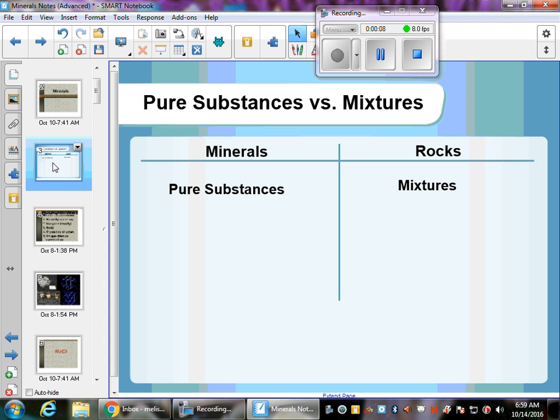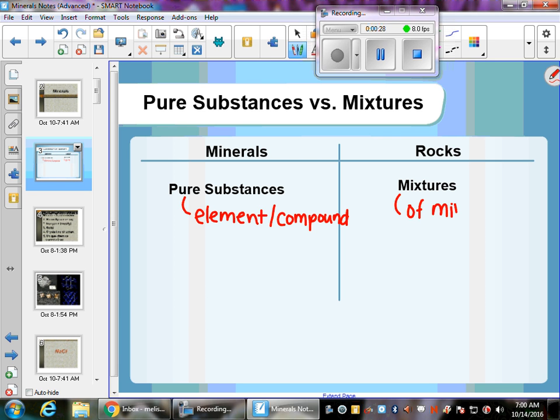So, the first thing that you need to know about minerals is that they are pure substances. And if something is a pure substance, we already know that means that it is an element or a compound. And the difference between rocks and minerals is that rocks are mixtures, and rocks are actually mixtures of minerals. So, when you have different minerals put together, that makes up a rock.